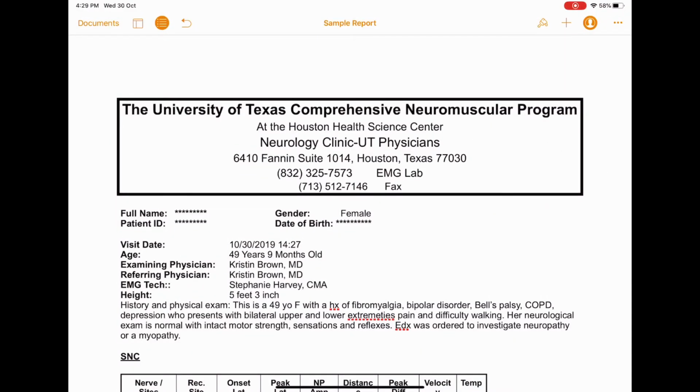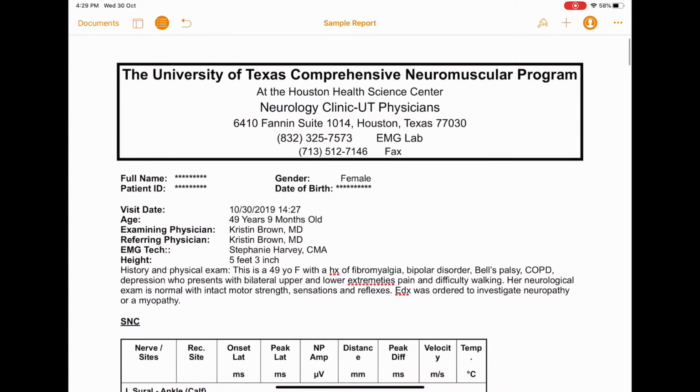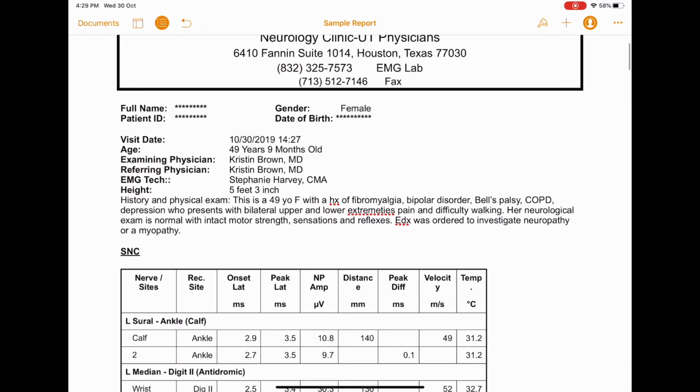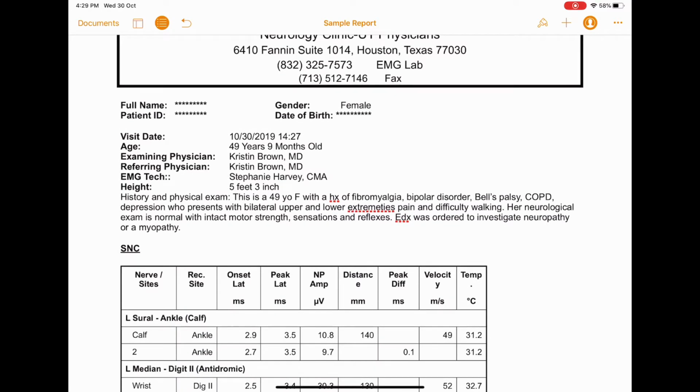Okay, so let's turn to the report now and we'll talk more about it. As I was saying about the report, this is how a sample report looks like at our program. First of all, it will have all the demographics of the patient. I have just hidden those demographics of this patient for HIPAA reasons. And a small history and exam is always needed. This cannot be stressed less.